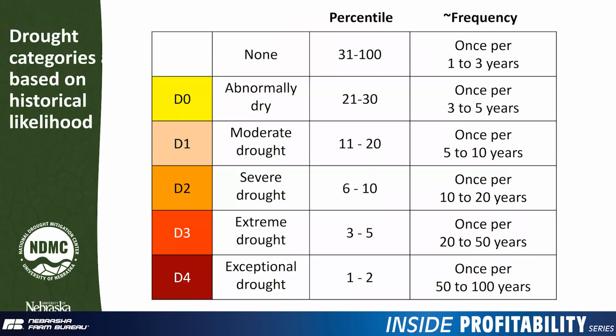So what does it mean? What does that D0 versus a D4 mean? So D4 is the worst, right? That's the exceptional drought category, something that is in the 1st to 2nd percentile that we only expect to see every once in, say, 50 to 100 years.